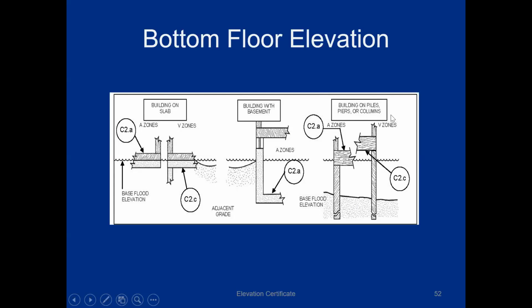And building on piles, piers, or columns, C2A, bottom floor is right there. It's going to be that floor elevation. And C2C for V zones only would again be that bottom of the lowest horizontal structural member.